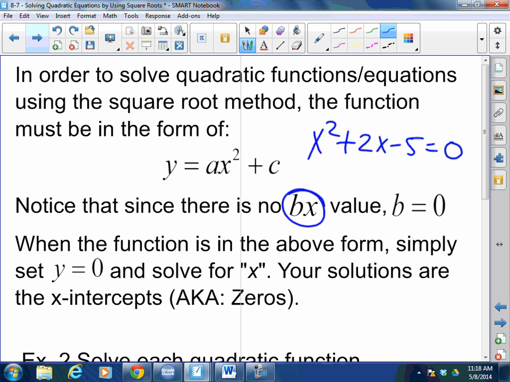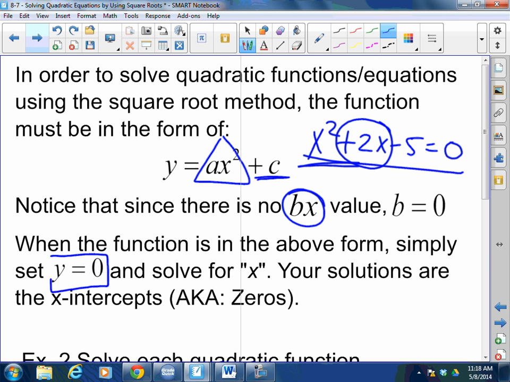Why can you not use it? Because when you have the square root method, you only have the x squared value and a regular real number. Does that make sense? Okay. So there is no bx because the value of b is 0. When the function is in the above form of y equals ax squared plus c, simply set y equal to 0 and solve for x.